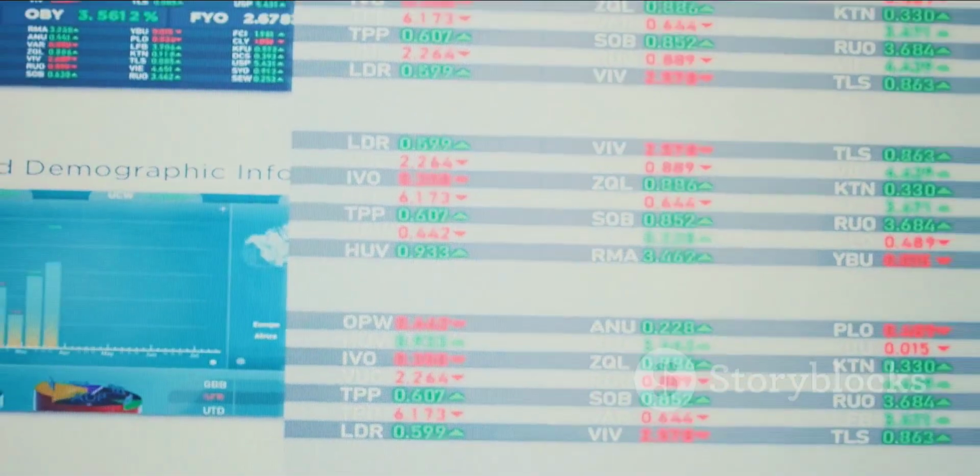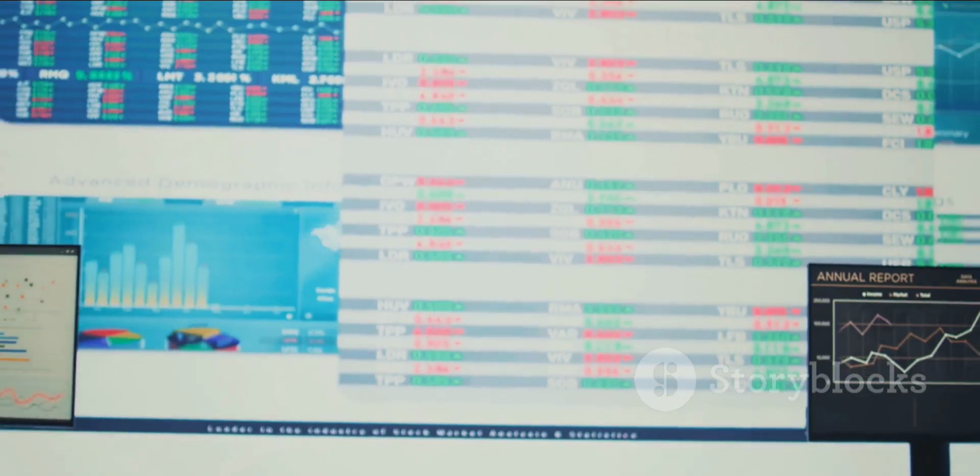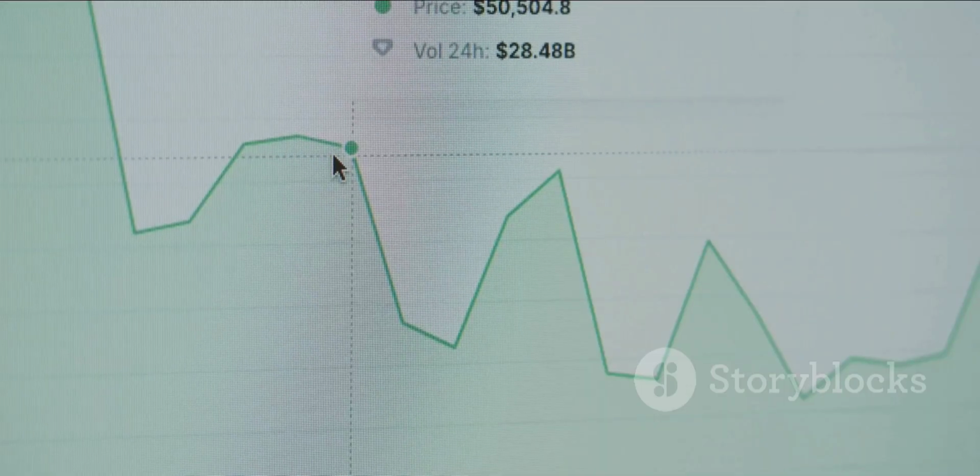So what does a good backtest tell you? It provides key performance metrics. You will learn about the total return, of course, but you will also see the maximum drawdown, which is the largest peak to trough decline. This tells you how much capital you could have lost.